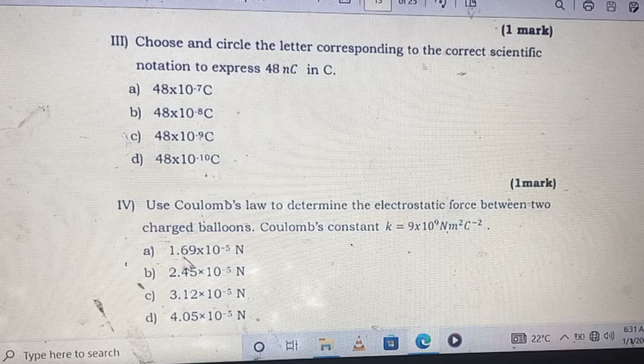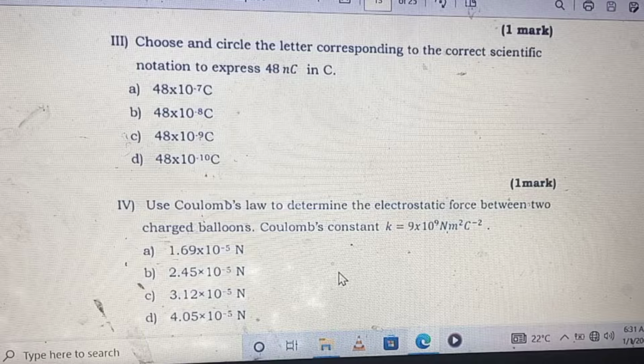The best option is letter A, 1.69 times 10 power negative 5 Newton. From the formula of electrostatic force equal to the Coulomb's constant times charge 1 times charge 2 over distance squared.